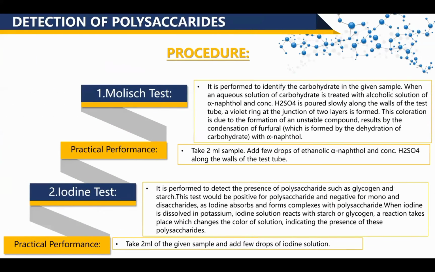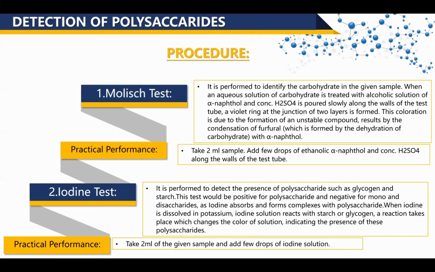Now moving forward to our procedure. First we are going to perform Molish test, which is to identify the carbohydrates in the given sample. When an aqueous solution of carbohydrate is added to an alcoholic solution of alpha naphthol and concentrated H2SO4, which is poured slowly along the wall of the test tube, a violet ring at the junction of two layers is formed. This coloration is due to the formation of an unstable compound resulting from the condensation of furfural and alpha naphthol.